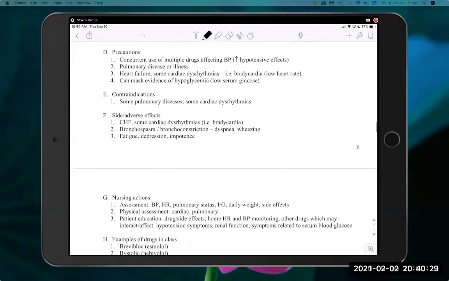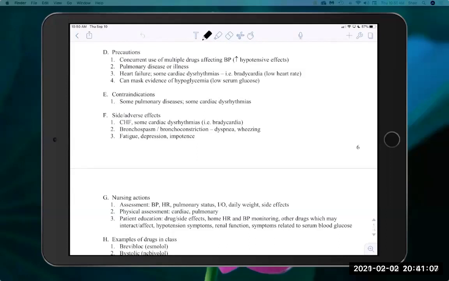Okay, precautions. So for precautions, we have concurrent use of multiple drugs affecting the blood pressure, again, because we're going to increase those hypotensive effects. And then pulmonary disease or illness. So this would be for, remember, non-selective, right? So non-selective beta adrenergic blockers are going to have this particular effect. Why? Because it works on the beta 1 and beta 2 receptors. Beta 1 heart, beta 2 lungs, okay? Important to remember that. Precautions would also be heart failure.